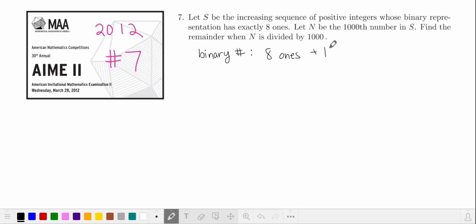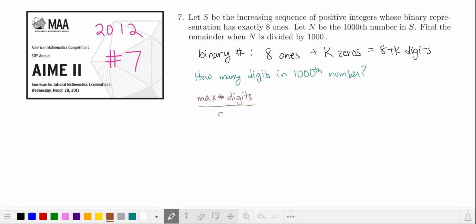Our binary number is going to have 8 ones and k additional zeros to give us 8 plus k digits. Let's see if we can figure out how many digits are in the 1000th number in this sequence. Our first number will have just 8 digits, and all of the digits are 1.